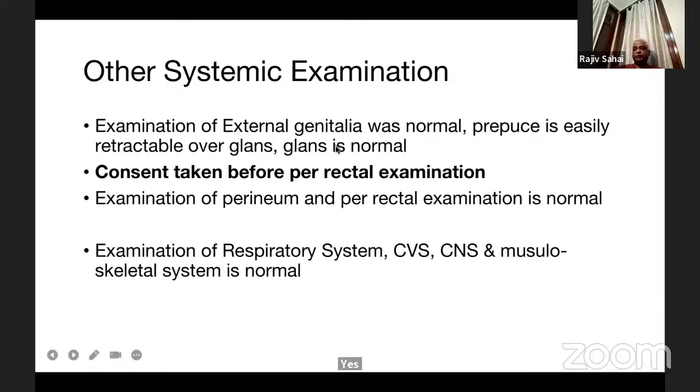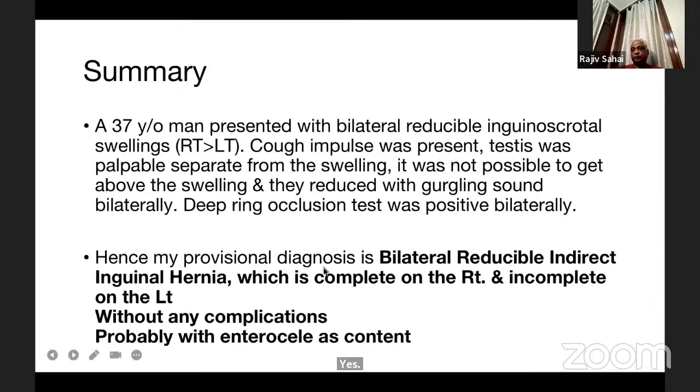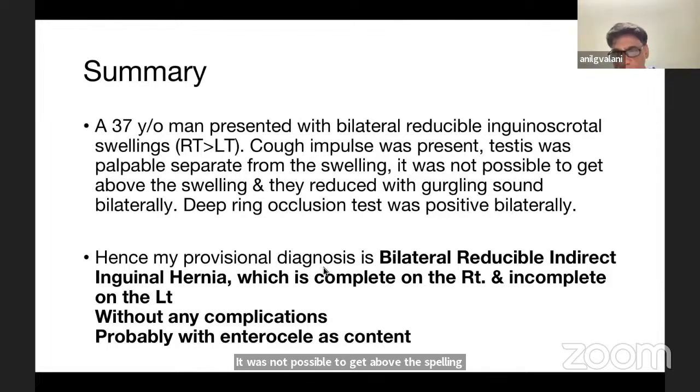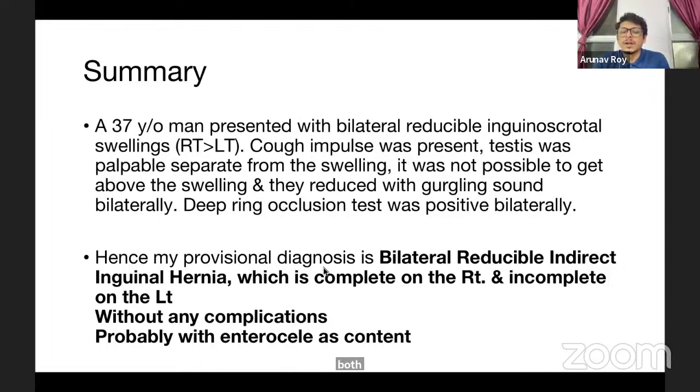So what's your diagnosis now? So my patient is a 37-year-old man presenting with a bilateral reducible inguinal swelling, right side more than the left. Cough impulse was present. Testes were palpable separately from the swelling. It was not possible to get above the swelling, and it reduced with a gurgling sound. Give your diagnosis. So my provisional diagnosis is a bilateral reducible indirect inguinal hernia, which is complete on the right side and incomplete on the left side, without any complications, probably with enterocele as content.